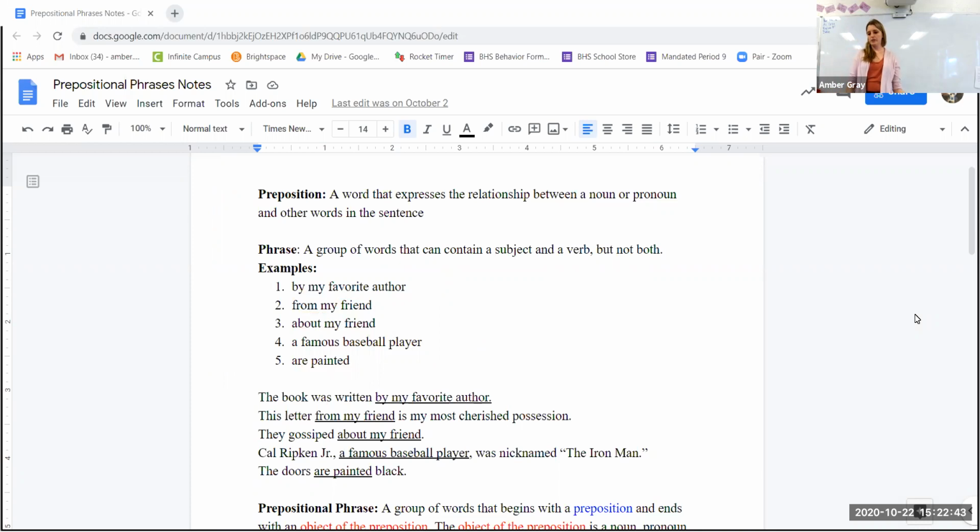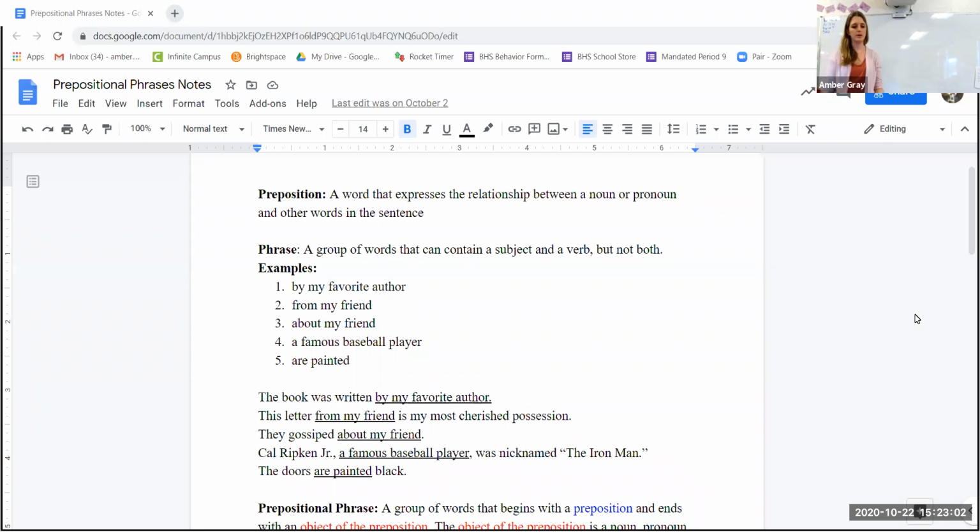So I put those phrases into sentences. The book was written by my favorite author. The letter was from my friend. It's my most cherished possession. They gossiped about my friend. Cal Ripken Jr. was a famous baseball player, and the doors are painted black. So those are examples of phrases and sentences.